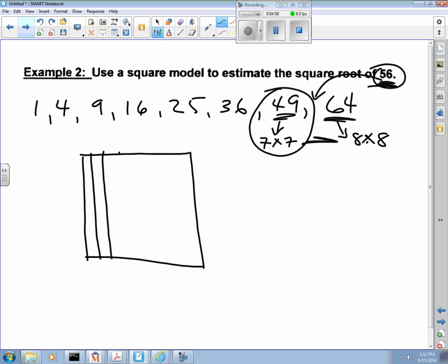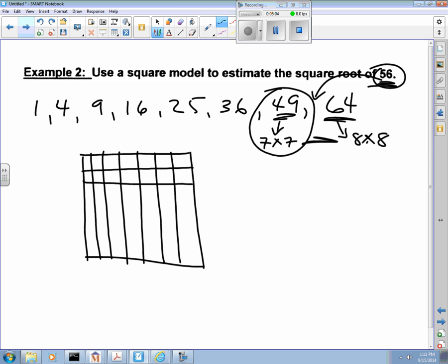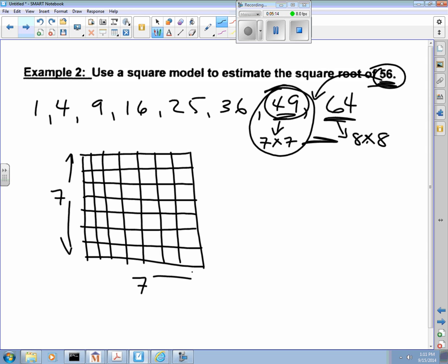Much nicer. A little skinny at the top, maybe. There we go. A 49 square, because it's 7 units long by 7 units wide. So that uses up 49 of my tiles. Problem is, I have 56 tiles. So what am I going to do?